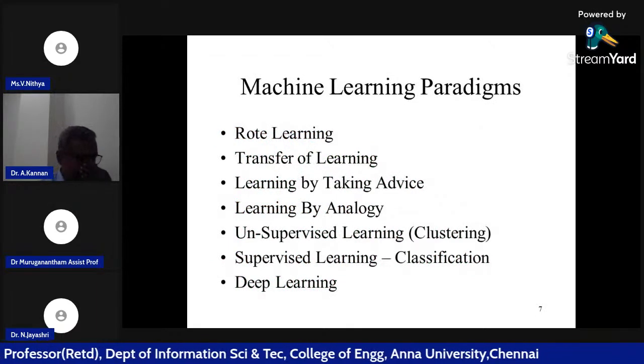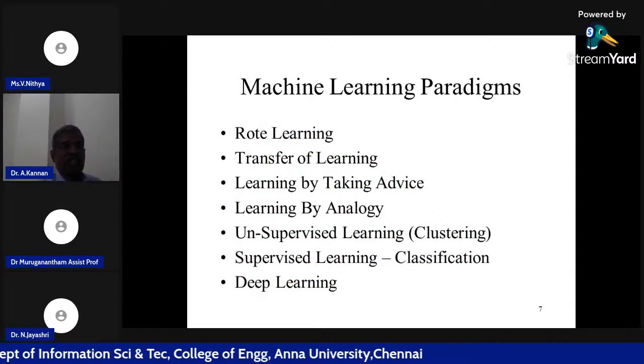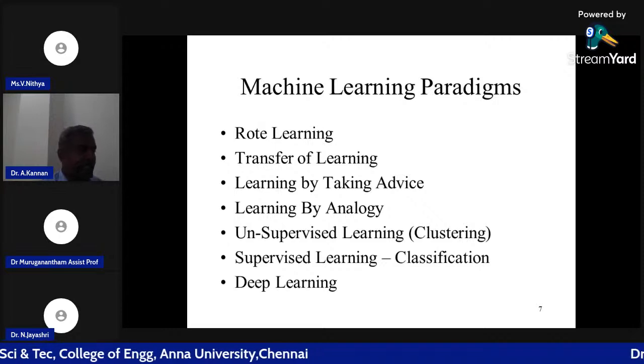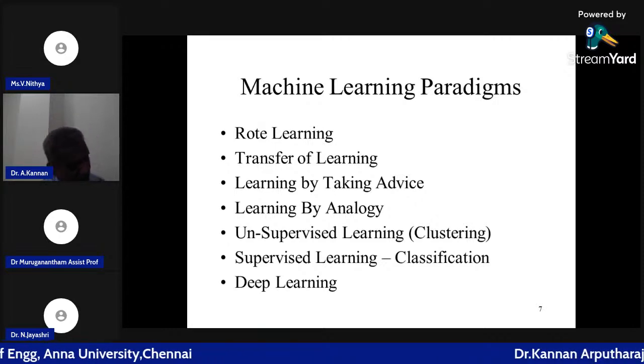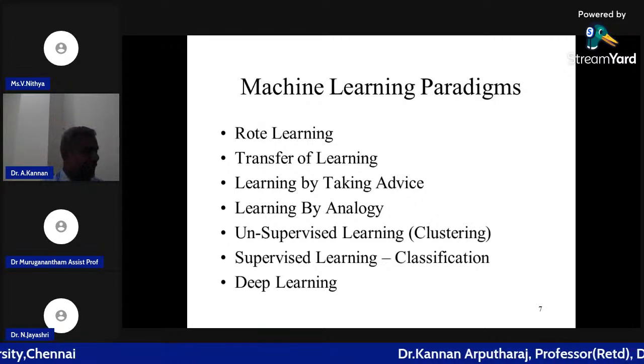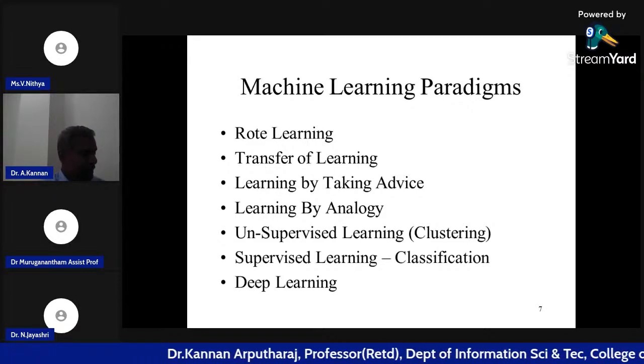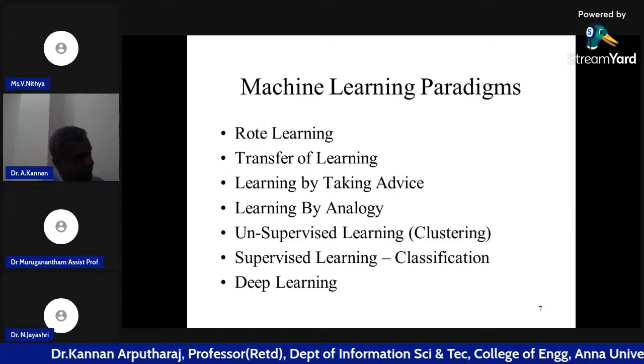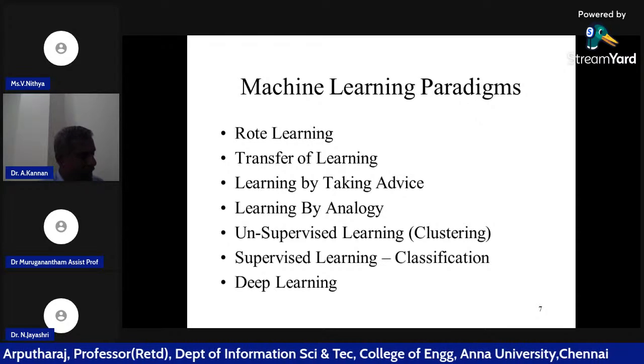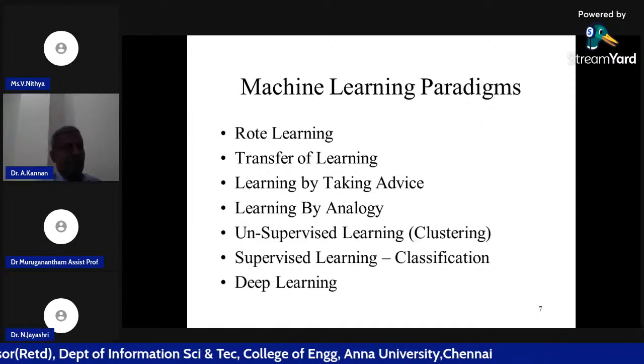The machine learning paradigms are these. You can do rote learning, that is, memorizing and storing, or computing and storing the information and later retrieving it. Rote learning is powerful with computers, since you cannot remember everything in your brain, but computers can store and retrieve very fast, and can remember for many years.